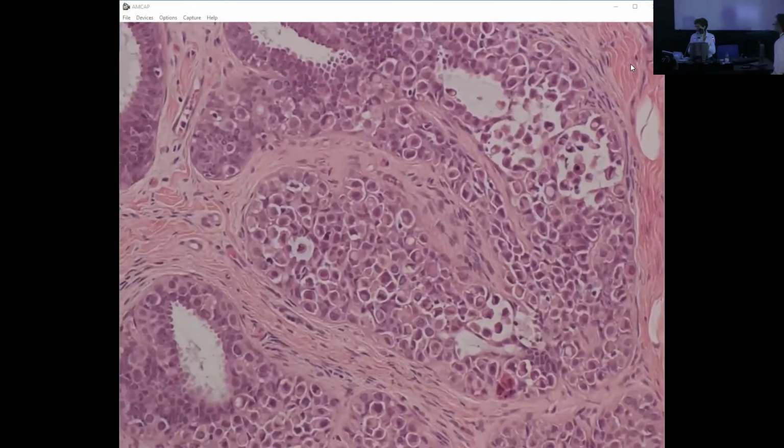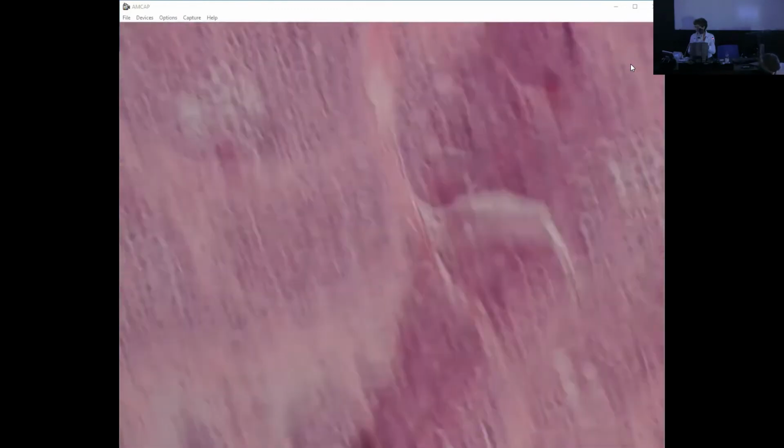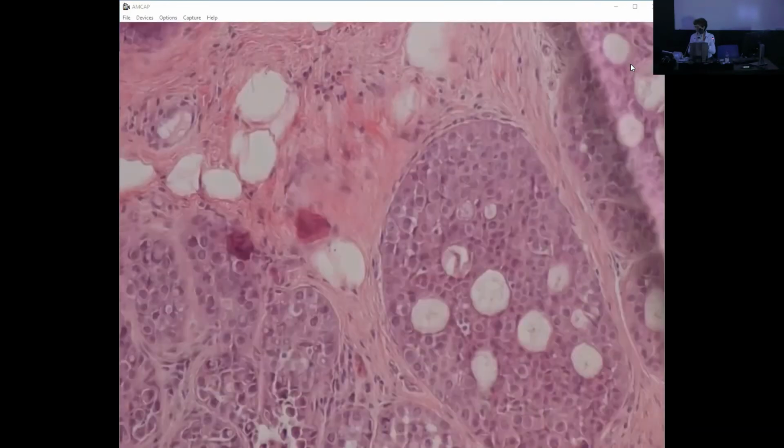Do you want to just show them the basement membrane again, though? The basement membrane in the collagenous spherulosis. Oh, yeah. There it is right here.